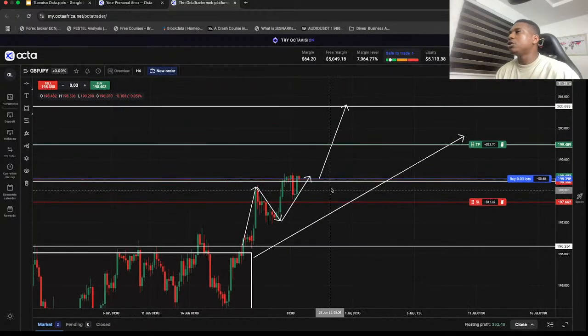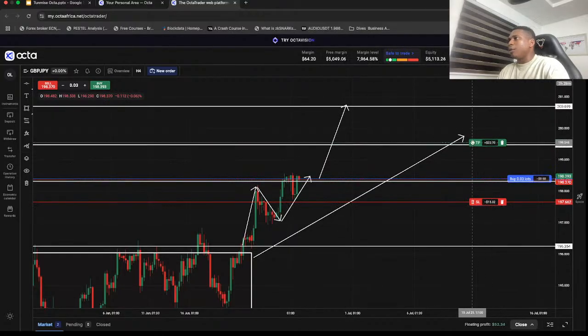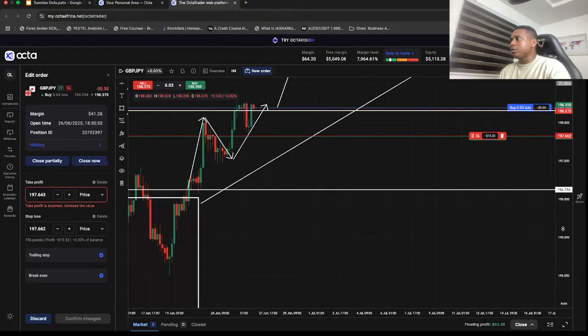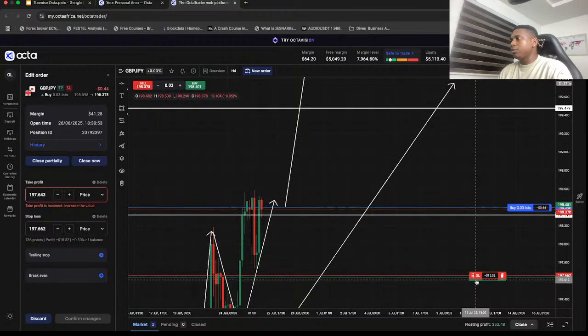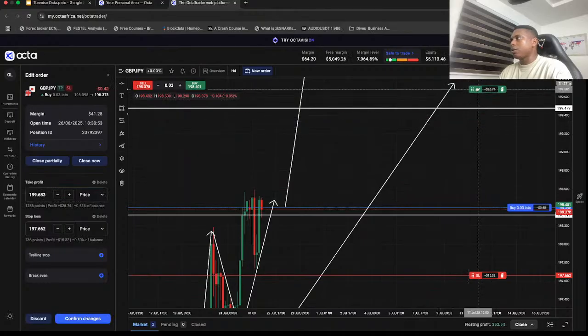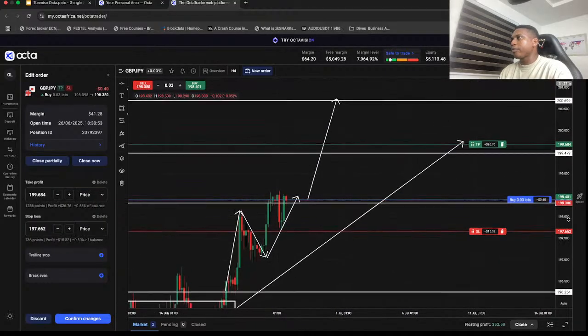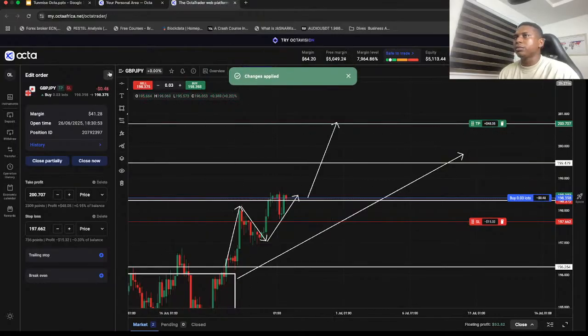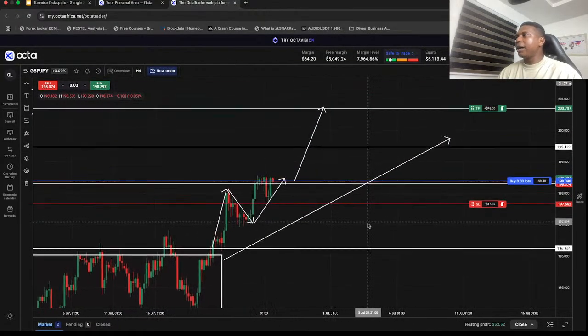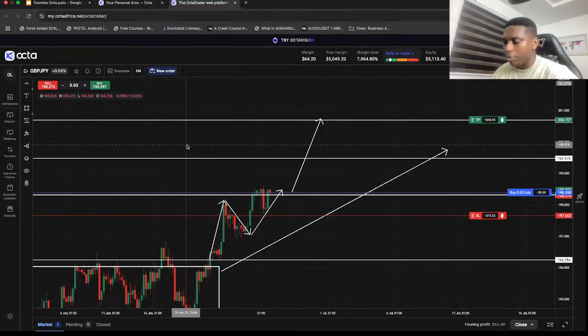So if the trade does not go our way, there would be a stop loss, a loss of 15 USD. I'll put my take profit level above. Yeah. So put my take profit level there. All right. So we are good to go on GBP/JPY.